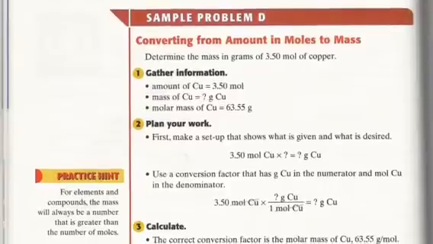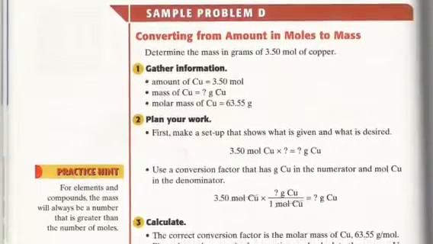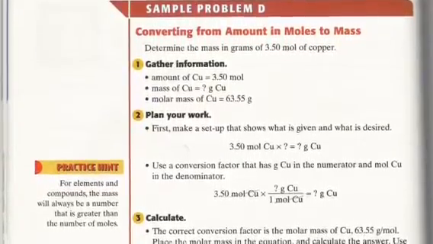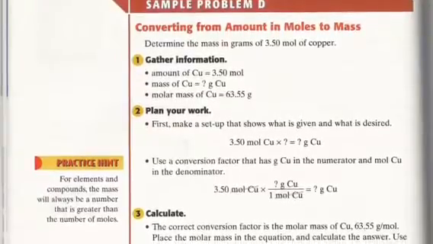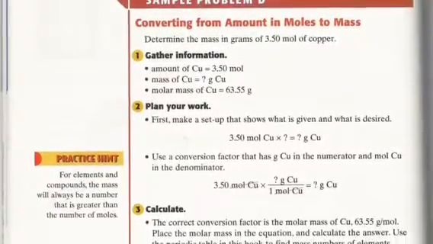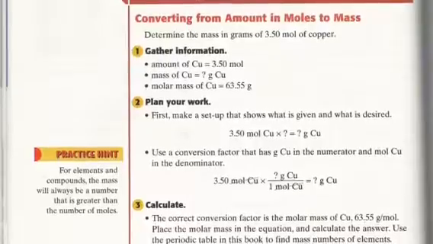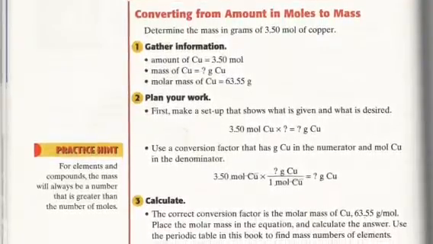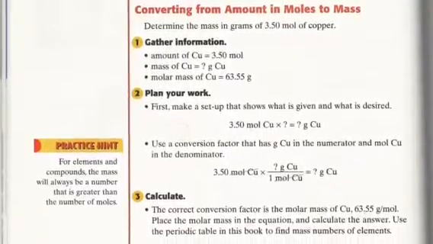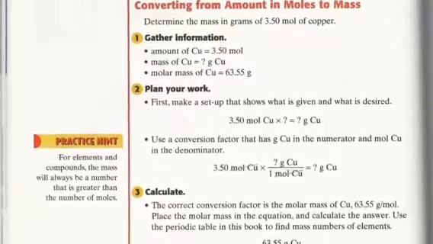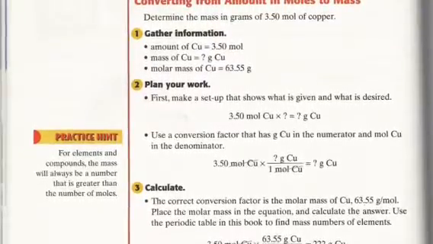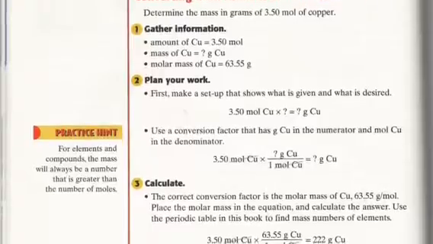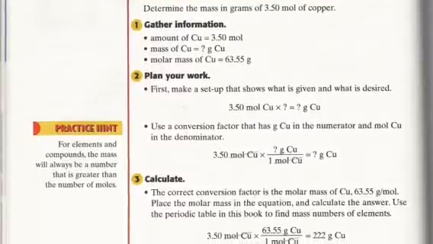Sample problem D, converting from amount in moles to mass. Determine the mass in grams of 3.50 mole of copper. Step 1. Gather information. Amount of copper equals 3.50 moles. Mass of copper equals ? grams copper. Molar mass of copper equals 63.55 grams.